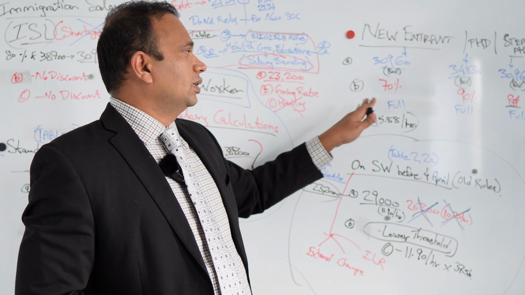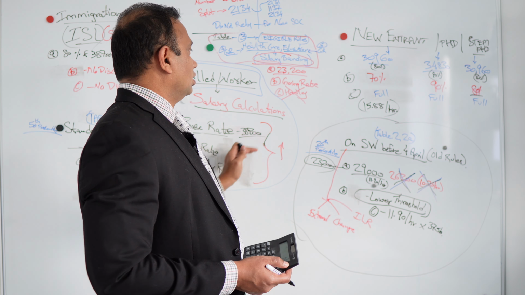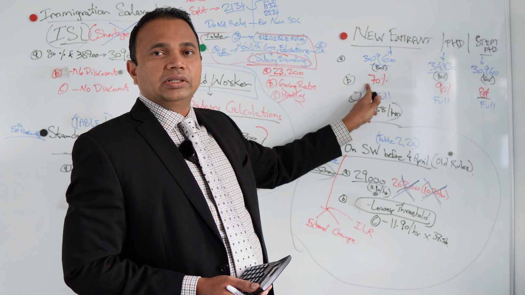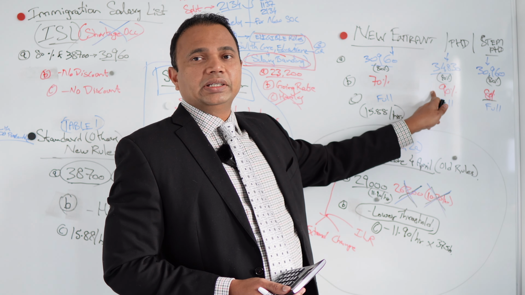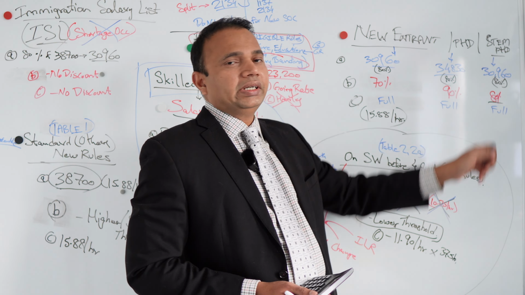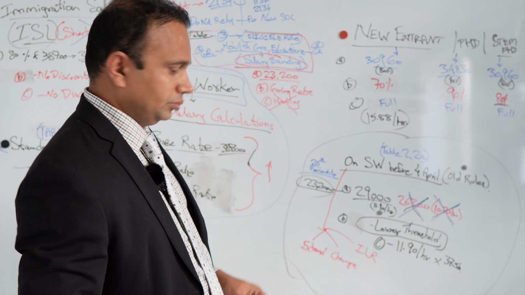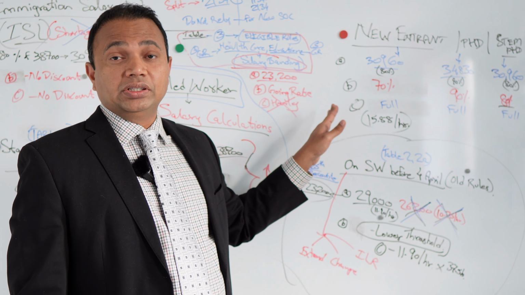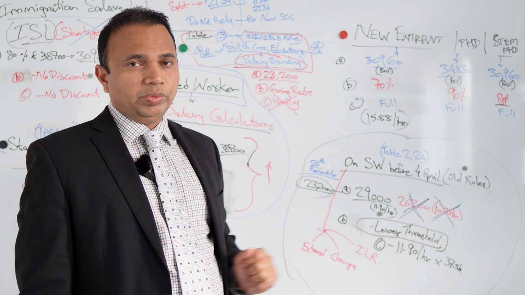On the base rate, I'm just comparing going rate. So whatever is the job code going rate, 70% is over here. For the PhD it is 90%, and for STEM PhD it is 80%. You need to write down all the three numbers, compare, whichever is the highest, that is what should be paid.